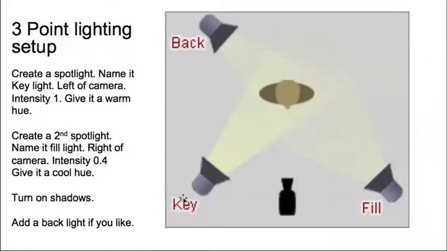So when you create your key light, you obviously name it, just like you name everything in Maya. You put it slightly to the left of the camera, try an intensity of 1, and try giving it a warm sort of yellow golden hue.